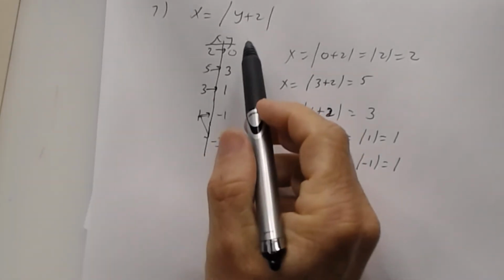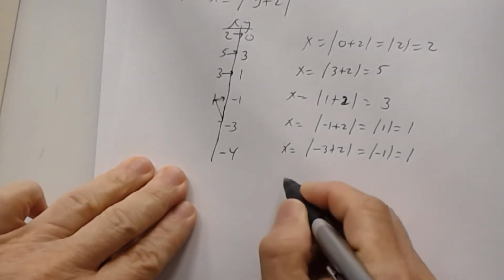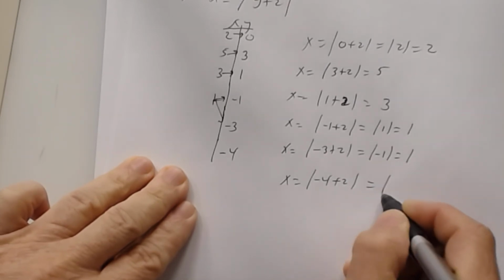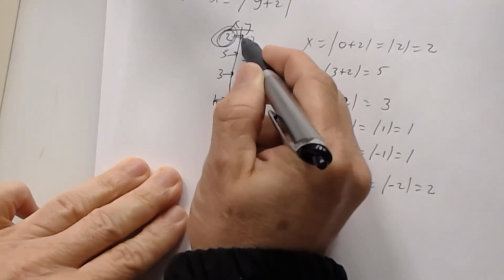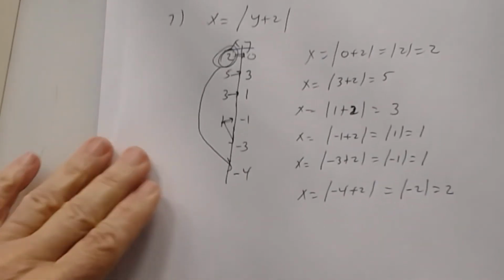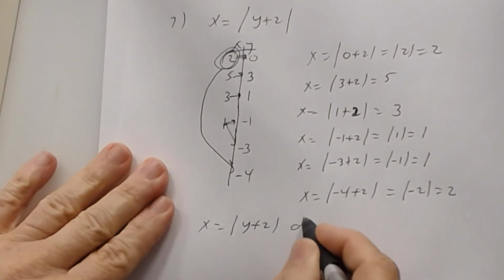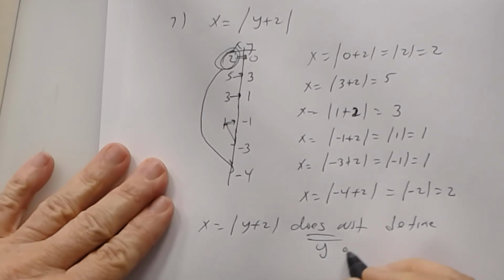So for example, you could have said, all right, what if y was, let's say, negative 4? Okay? What if y is negative 4? I get x is the absolute value of negative 4 plus 2, which is the absolute value of what? Negative 2, which is 2. So notice, when x is 2, my y is 0, and what else? Negative 4. So that's another situation where, for that x value, there's how many y values? 2. So you would say, x equals the absolute value of y plus 2 does not define y as a function of x.